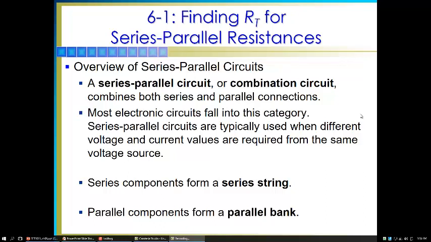A series parallel circuit, or combination circuit, combines both series and parallel connections. As you might recall, in chapter 4 we only talk about series, and then in chapter 5 we talk about parallel connections. So a series parallel circuit is a combination of these two things. And these types of circuits are very common in electronics.